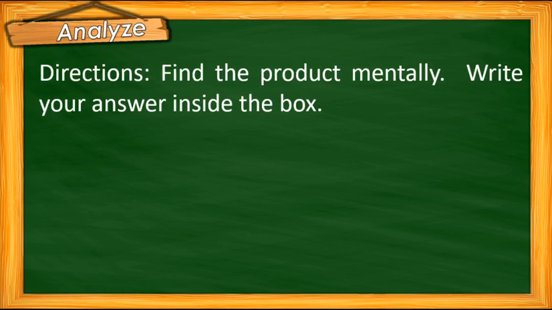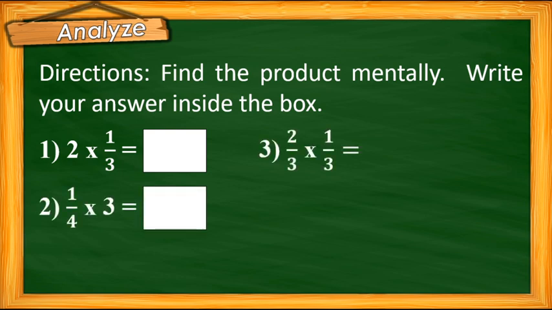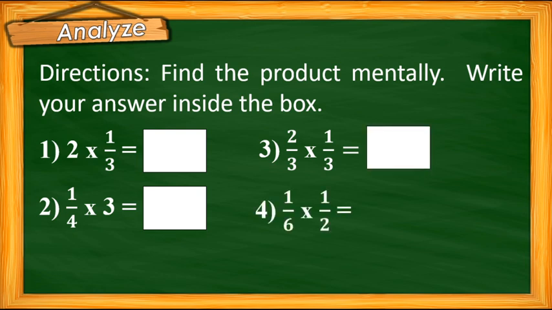Direction: find the product mentally or inside the box. Number 1, 2 multiplied by 1/3. Number 2, 1/4 multiplied by 3. Number 3, 2/3 multiplied by 1/3. And number 4, 1/6 multiplied by 1/2. You have 30 seconds to analyze and write your answer.